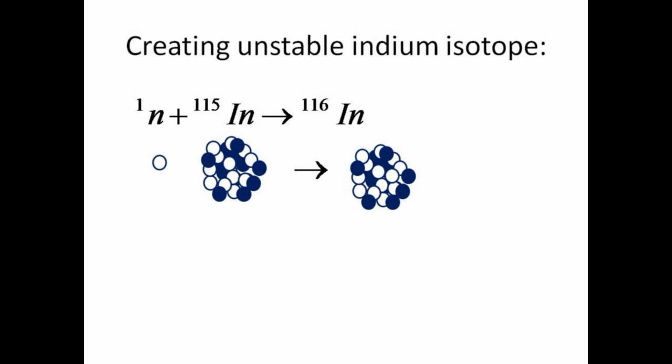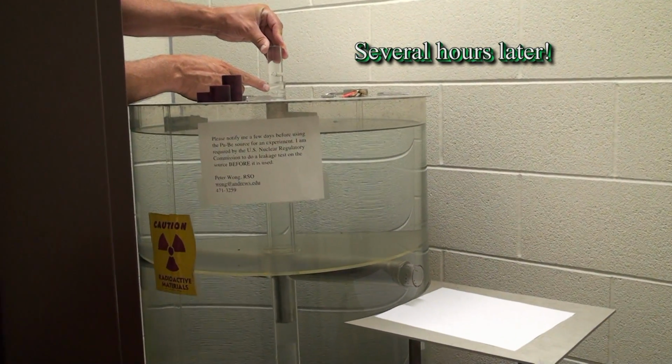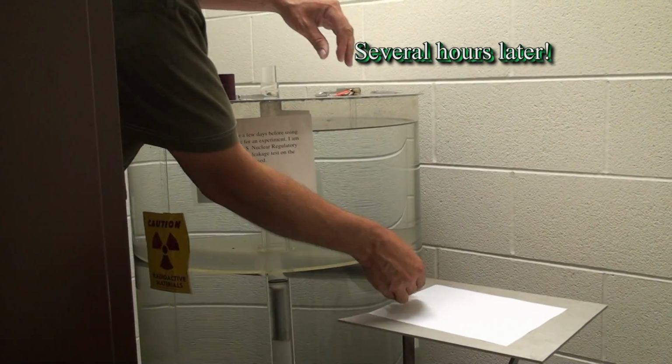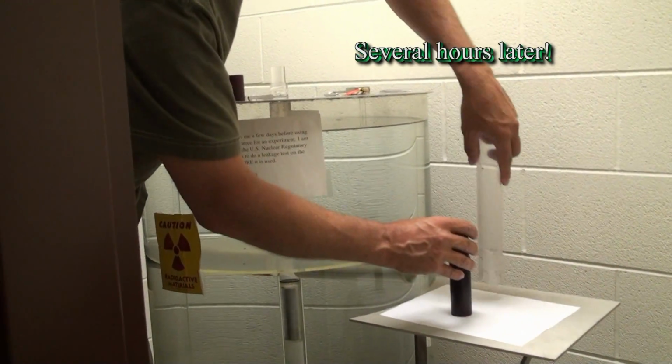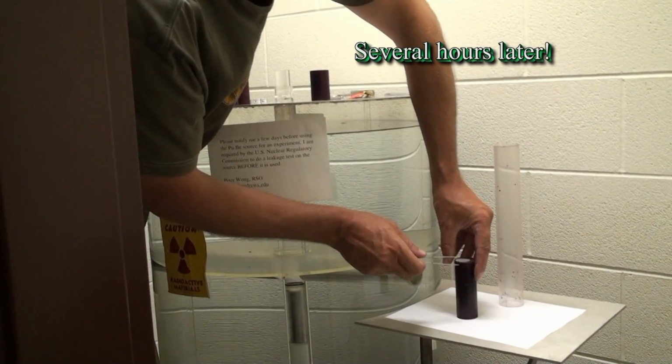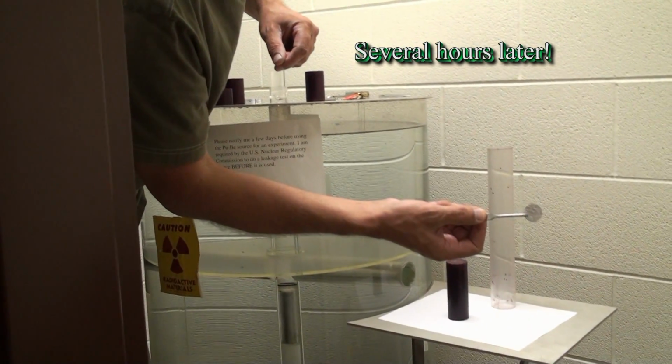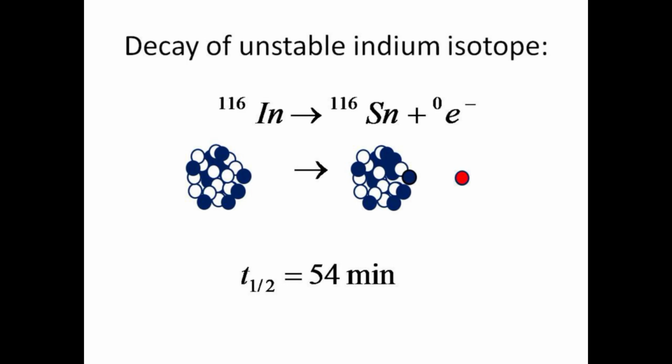Placing the non-radioactive indium, mass number 115, next to the neutron source, we can embed a neutron to transform it into the unstable isotope indium 116. We now reverse the procedure to remove the radioactive sample of indium 116. The unstable isotope of indium will decay into tin with the emission of a beta particle. The half-life for this decay process is about 54 minutes.